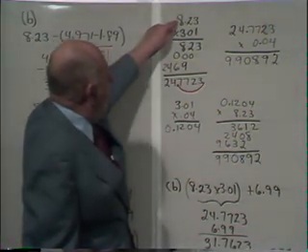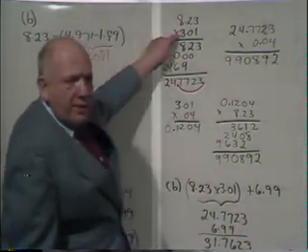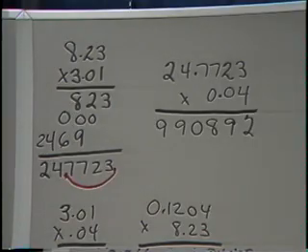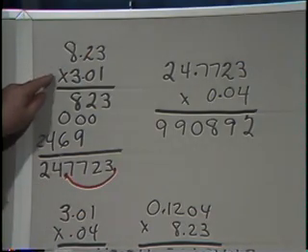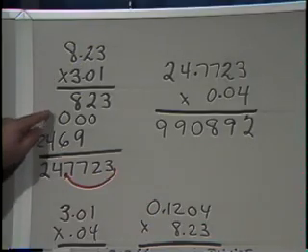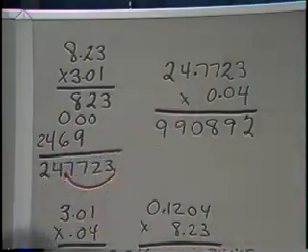Because this number is about 8. This number is about 3. 8 times 3 is 24. So we're in the right range here. Now we take this answer. See, we've already multiplied the 8.23 times the 3.01, and now we multiply that answer by our third factor, 0.04.